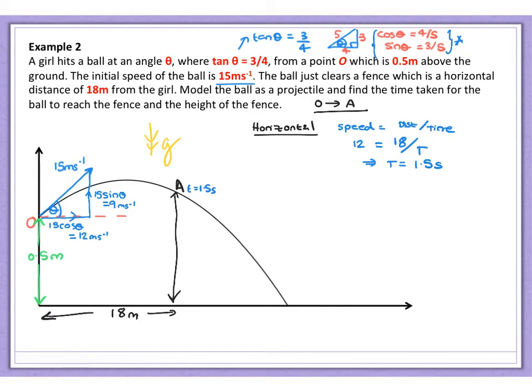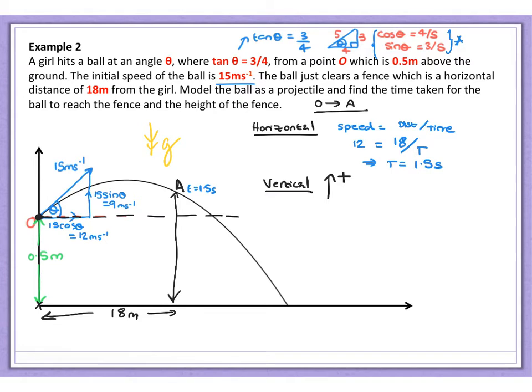Vertically, let's look at the motion. So again, from O to A, we'll take movement upwards as positive. Now it's important to note that the way that I'm doing this question, I'm taking this point here, O, as my origin. So this becomes the baseline for my measurement. So when I calculate my displacement, it's going to be relative to this point O, not this point over here.